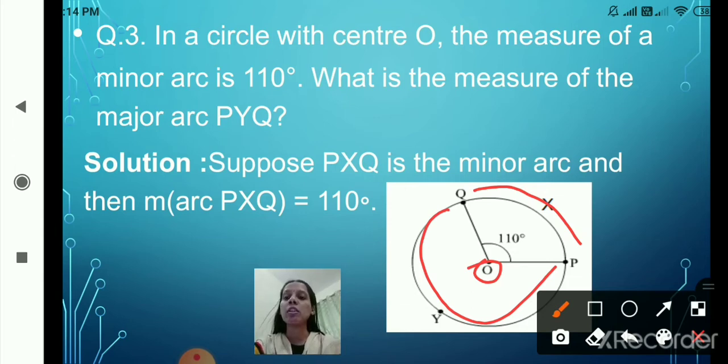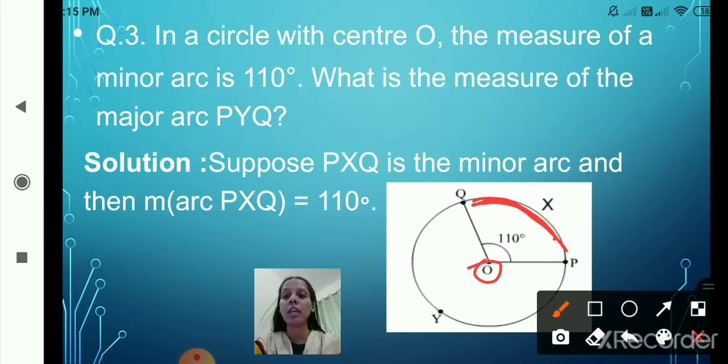Okay, so in the solution, suppose PXQ is the minor arc. See, this is the minor arc PXQ, and the measure of arc PXQ is equal to 110 degrees. Yes, this is given. Now we have to find the measure of the major arc PYQ. In this question the diagram is not given, so first we will draw the diagram with the help of the information given in the question, and then we will start solving.